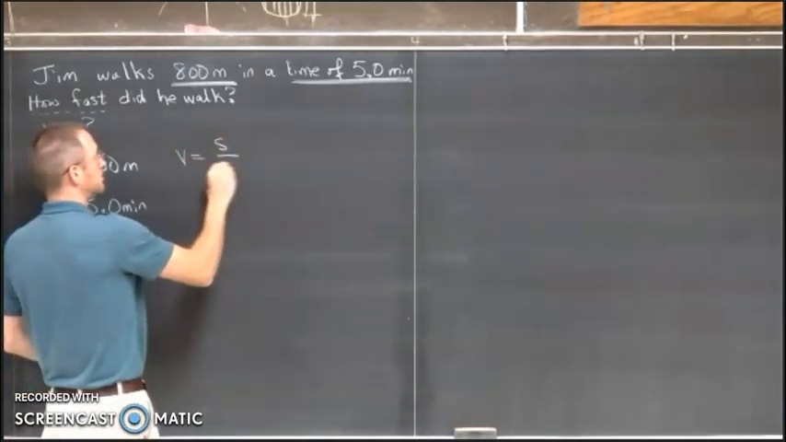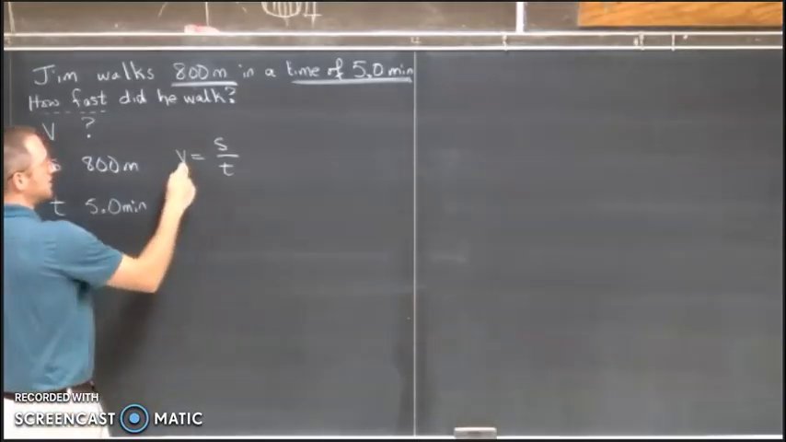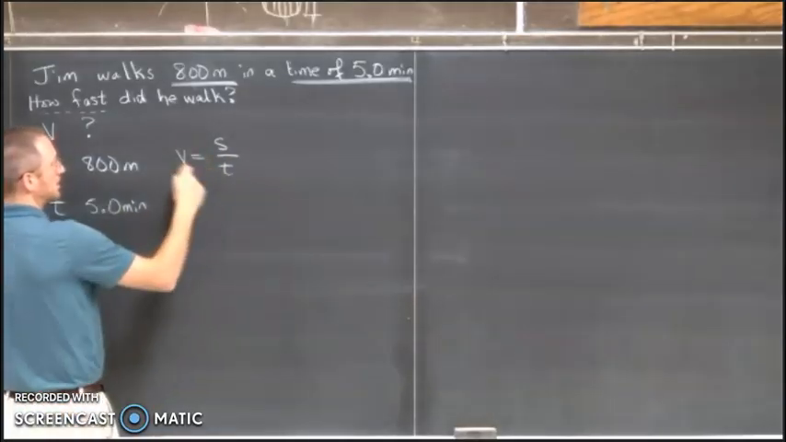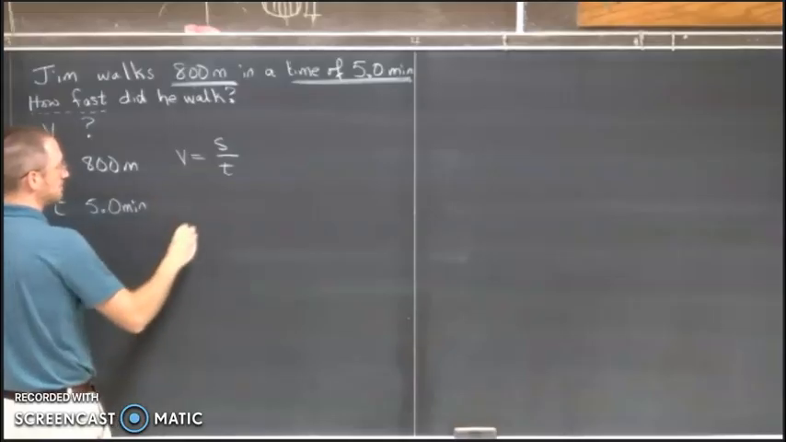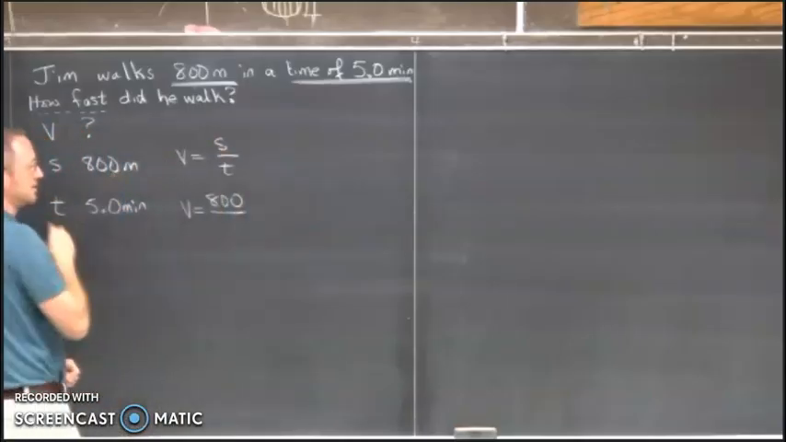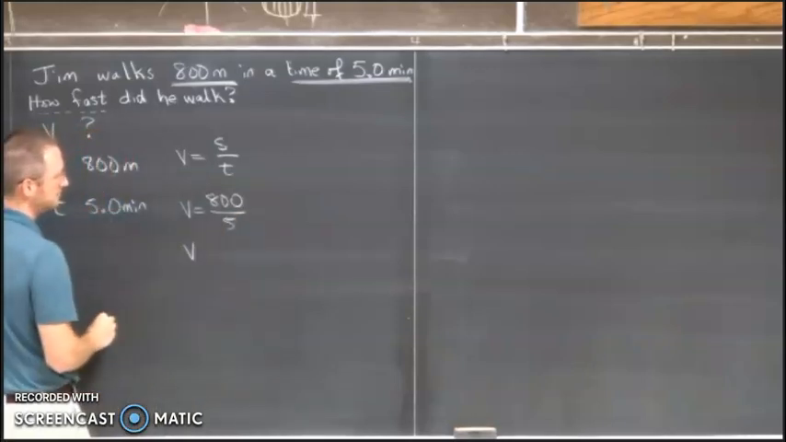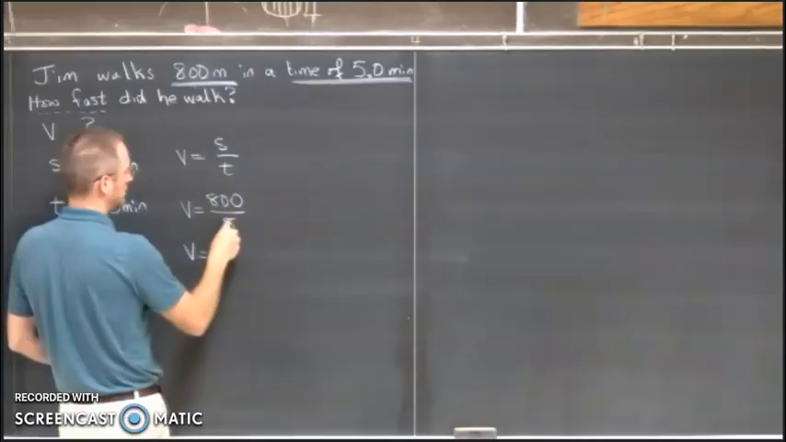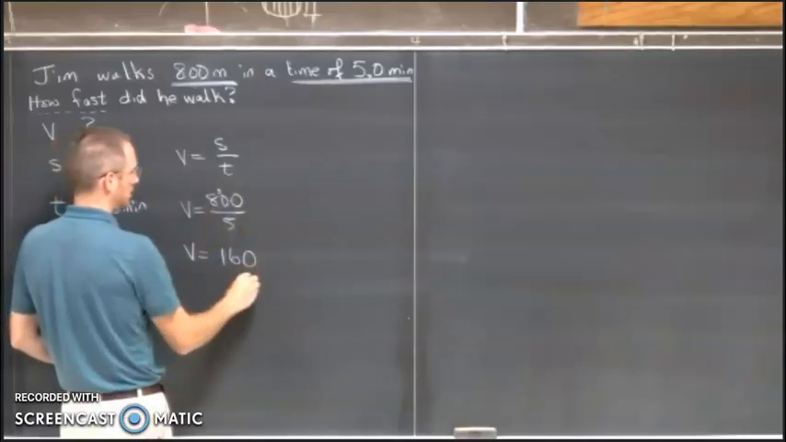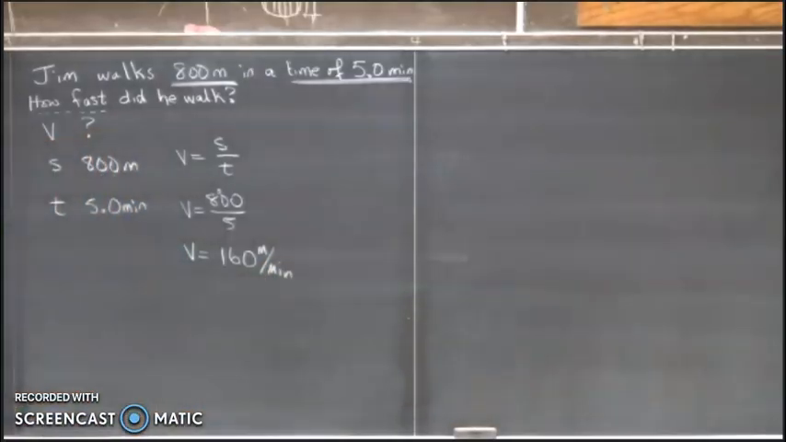Our fundamental kinematics equation is velocity is displacement over time. Because I'm asking for velocity in this scenario, we're going to use this version of the equation. We don't need to rearrange it. Then we can plug in numbers, where S in this particular scenario is 800 and time is 5. And when we divide, we come out with 160 meters per minute as how fast Jim is walking.